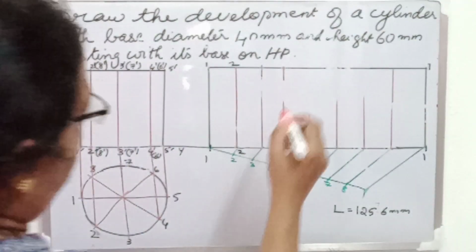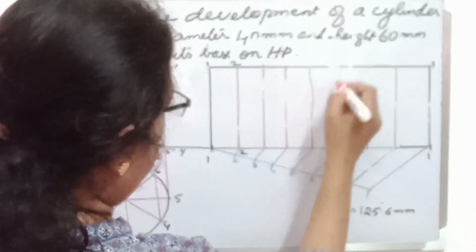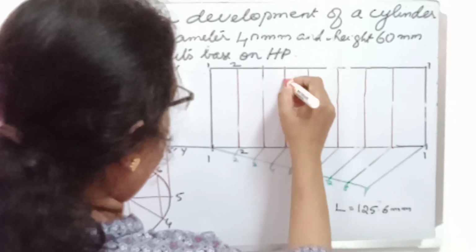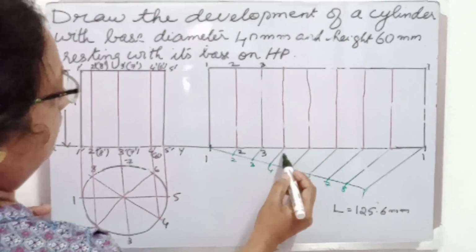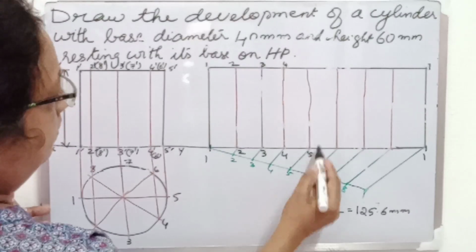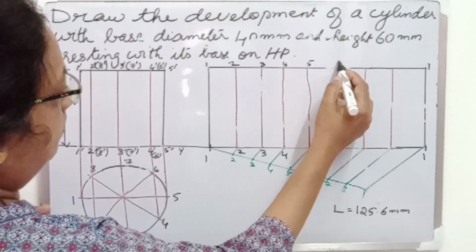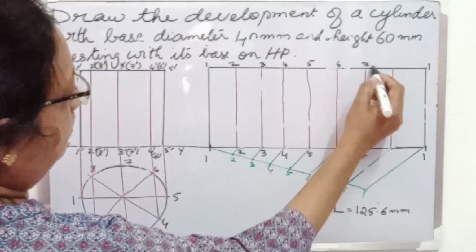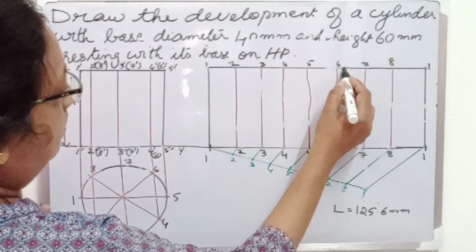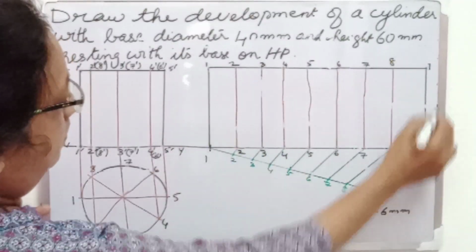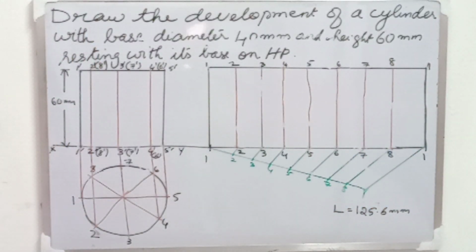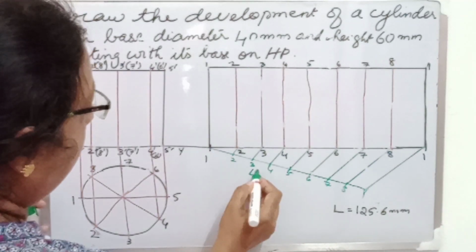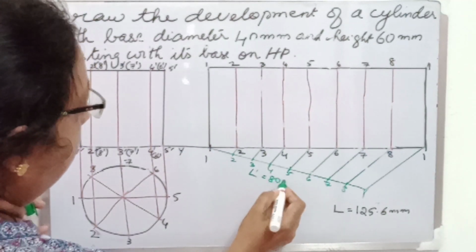So this is the development of a cylinder. For the development to be complete, we need to mark all the important points on the development also. So I am marking all the generators from 1, 1, 2, 2 up to 8, 8 and 1, 1. So this rectangle will be the development of this cylinder. Alright, I am marking the length of this line also. It is 80 mm.